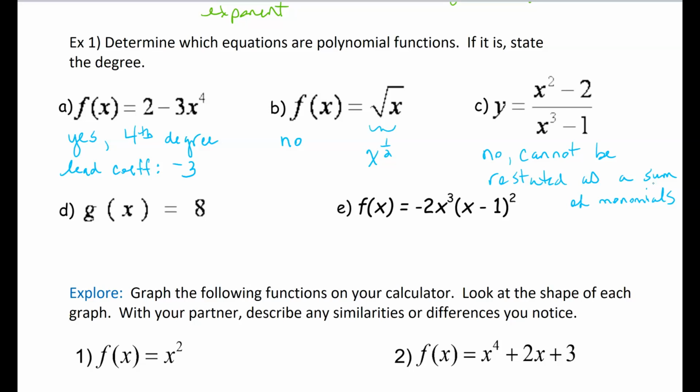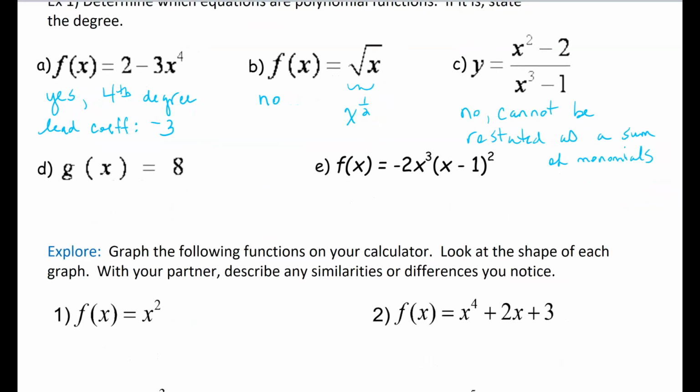How about D, g of x equals 8? Is that a polynomial? It could be. No. It's not a sum of monomials. There's no x. But it could be a sum of them, though. Would we count it as a polynomial? Doesn't there have to be multiple? Well, technically polynomial would mean that there's multiple, but you also can have a monomial. And is this a monomial? Would we consider it? Yes.